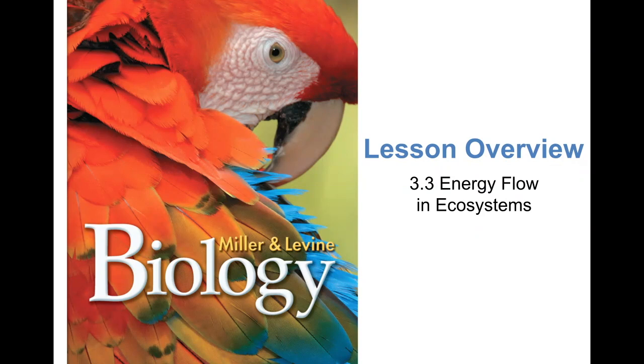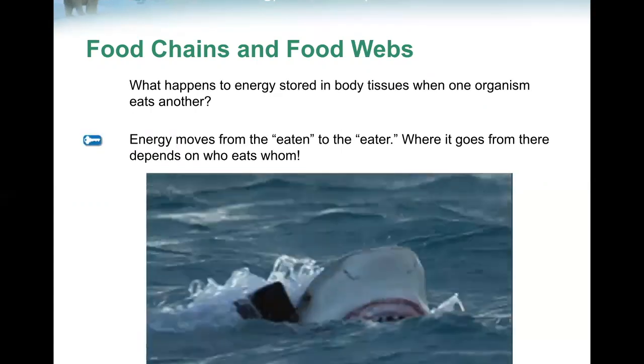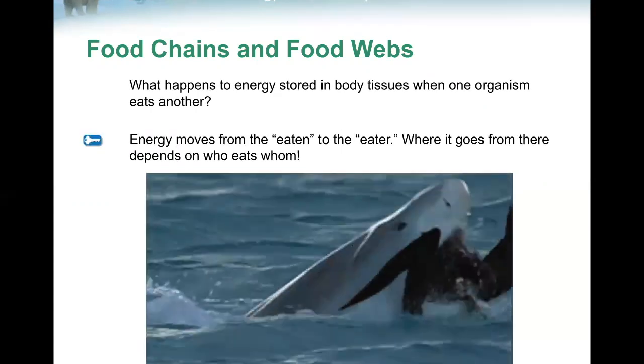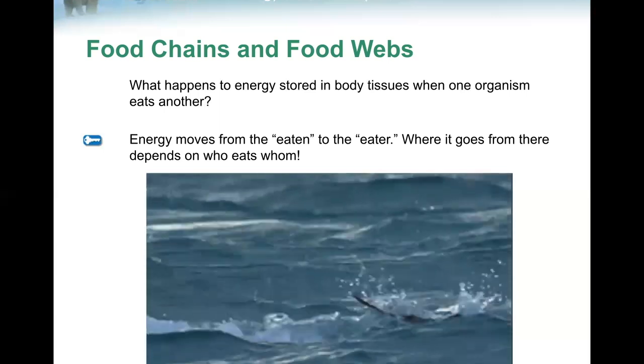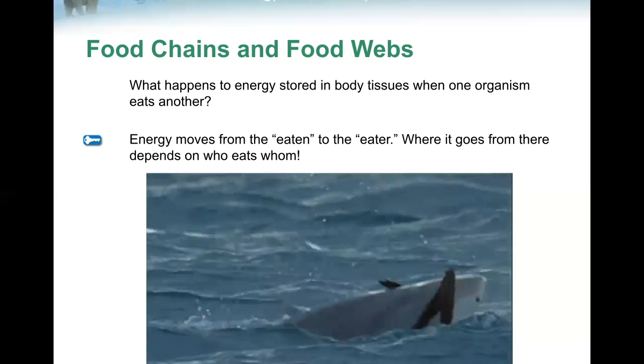Energy flow in ecosystems. What happens to energy stored in body tissues when one organism eats another? Energy moves from the eaten to the eater. Where it goes from there depends on who eats whom.